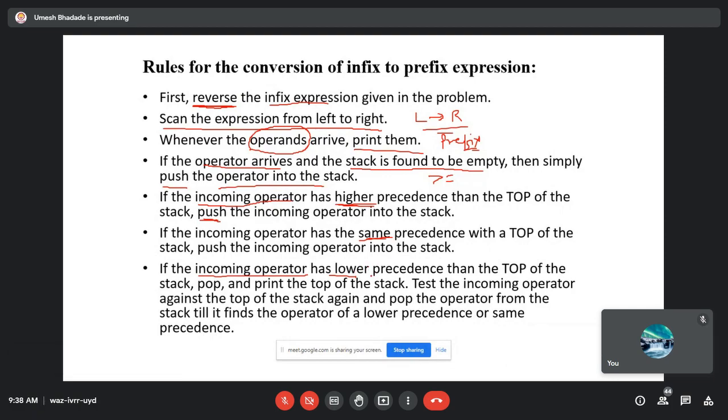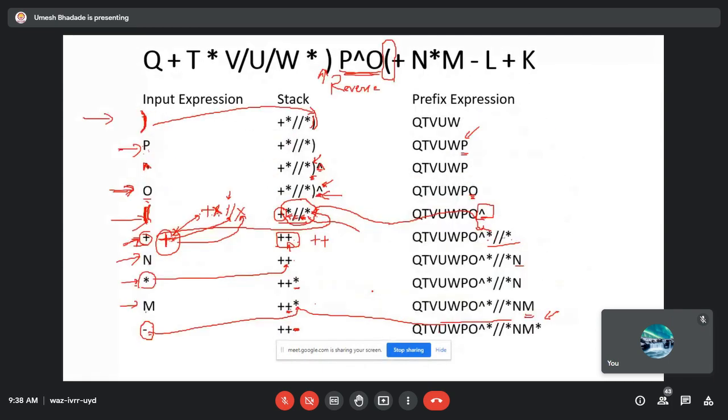That we will pop, and again we will compare the incoming operator with the operator at the top of the stack. One we have removed. Now again we will compare. This thing will continue till the top of the stack has a lower or equal precedence, right? So as long as the condition holds, it keeps popping operators from the stack, as we have seen here.